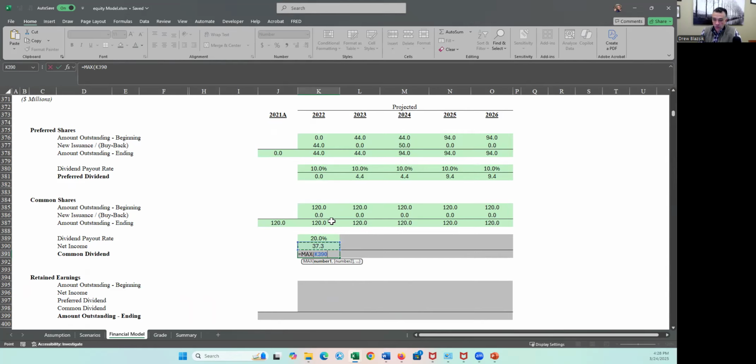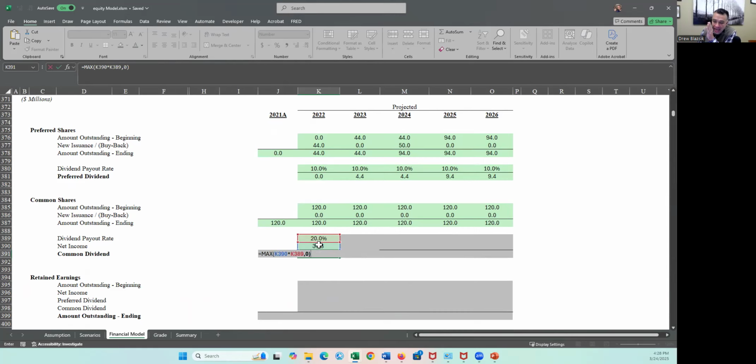Because I'm going to do, well, if it's a positive amount, right? So I'm going to take the net income, multiply that times the dividend payout rate, comma. So I want the max between that equation and zero. Okay, why do I want zero?